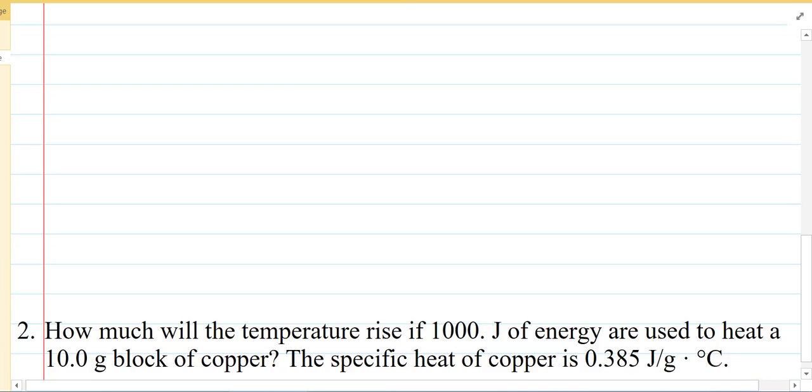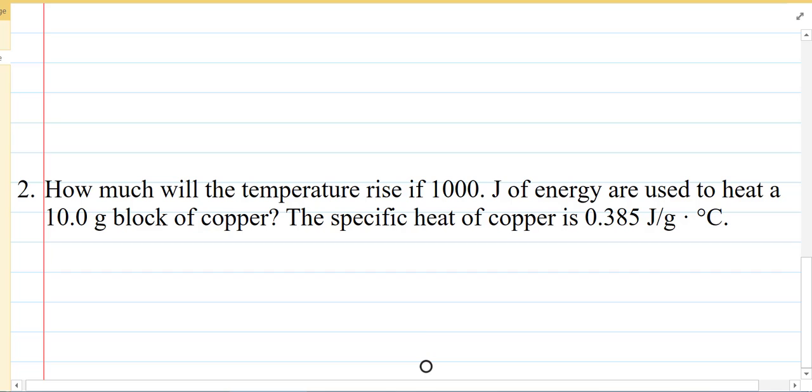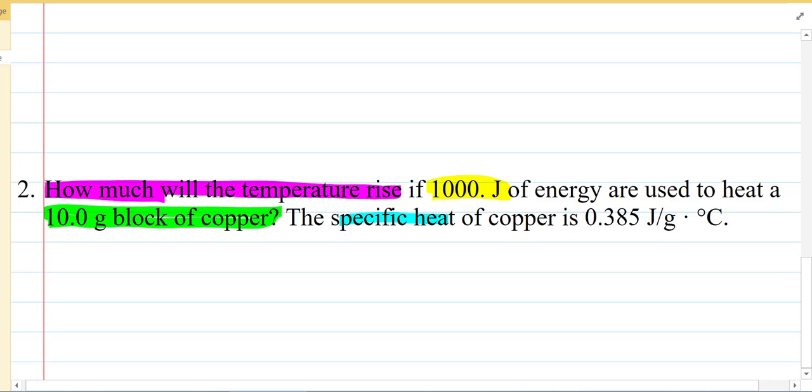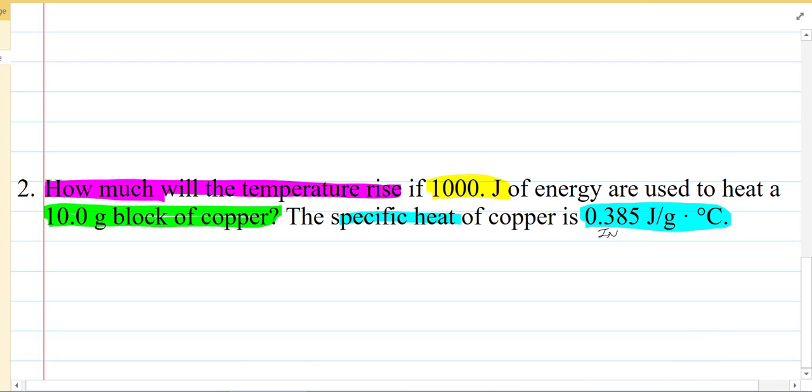Number 2, down here, how much will the temperature rise? So there's your question. You're actually looking for delta T here. How much will the temperature rise if 1,000 joules of energy are used to heat a 10-gram block of copper, and it gives us the specific heat of copper is 0.385. Now, this is a good point to tell you guys that these values are in the chapter. So you're going to have to actually look at where specific heat is introduced in this chapter and look up the little table in the chapter. It's not in the back of the book.